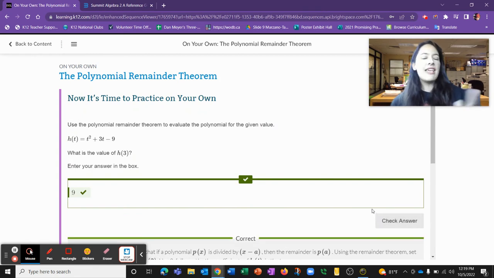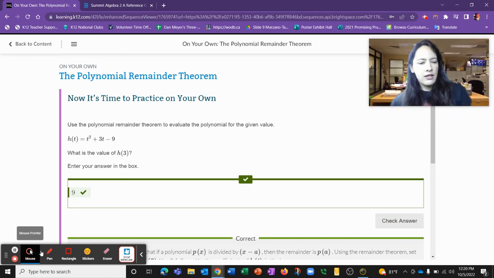Yay! But that's not using the polynomial remainder theorem. We directly evaluated that function. We substituted 3 in where we saw t, and then we performed the operations. That is not using the polynomial remainder theorem. So let me show you what they mean about that.